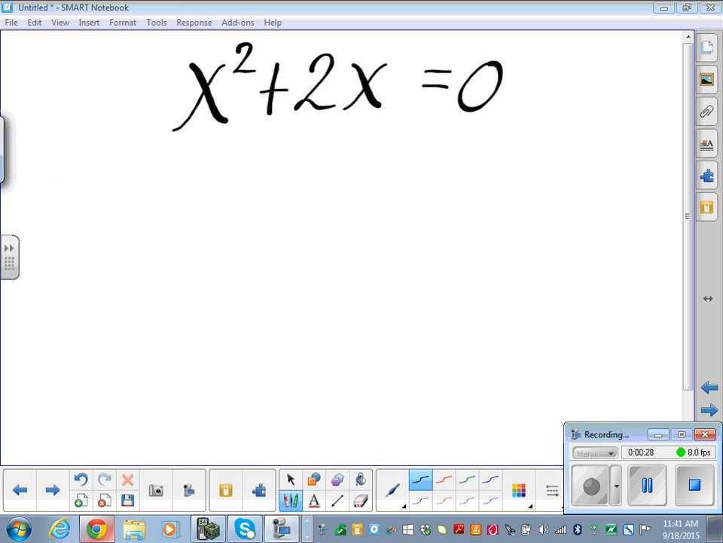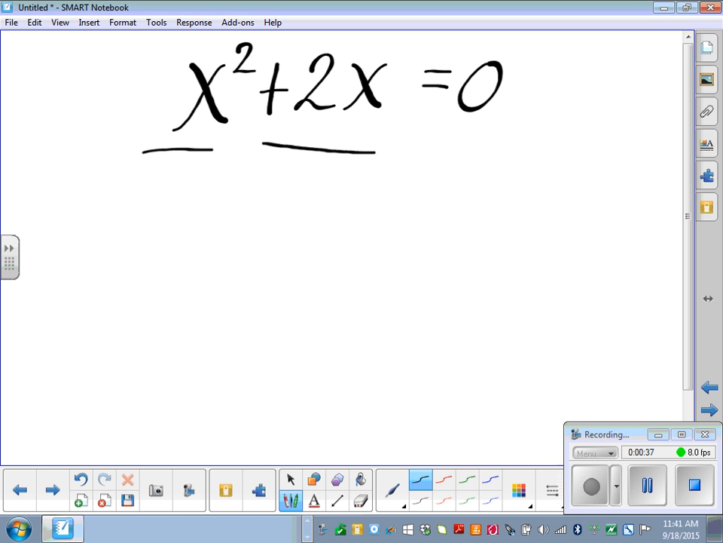So the first thing you need to make sure is that all of your polynomials are always in standard form. Now remember, standard form means highest degree to the lowest degree. So looking at this one, it's in standard form because x squared is larger than 2x due to the degree 2 here. This would be degree 1. So just keep that in mind. That's what standard form means.